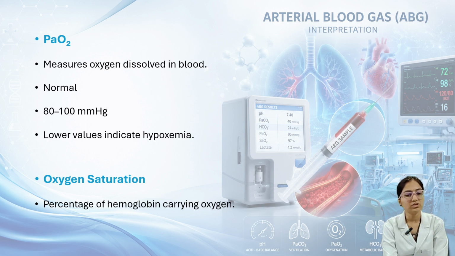And then this one, oxygen saturation. Sorry, that is partial pressure of oxygen. It measures oxygen dissolved in blood. Normal is 80 to 100 mm of Hg. Lower values indicate hypoxemia, less oxygen supply, that is less oxygen in blood. And then oxygen saturation. Here it is the percentage of hemoglobin carrying oxygen. That is nothing but oxygen saturation. You need to understand it is the percentage of Hb carrying oxygen.